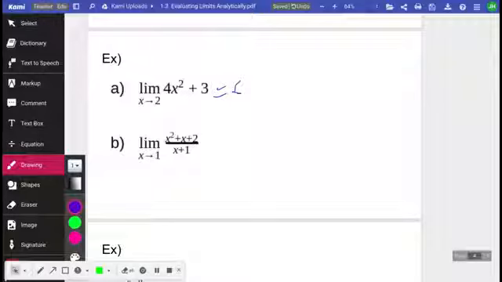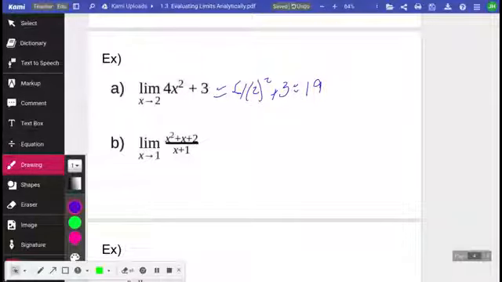But I can do the limit of 4 times 2 squared plus 3, and I will just simplify that. 2 squared is 4. 4 times 4 is 16, plus 3 is 19. Okay. All right, and then I will do the same thing here.